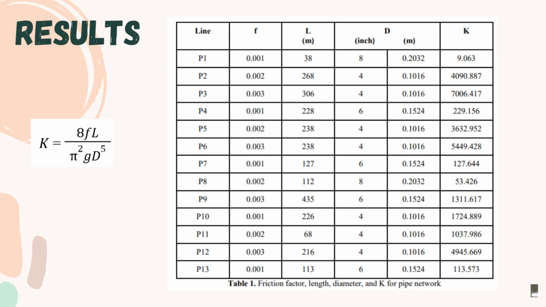Next, I want to talk about the result and the calculation of our project. The friction factor, inlet and outlet discharge, and the equation of head loss are given. Firstly, we find the value of K by using the formula 8FL over pi squared g D to the power of 5. The diameter of the pipe is given in inches. Therefore, we need to change it to meters by multiplying by 0.0254.